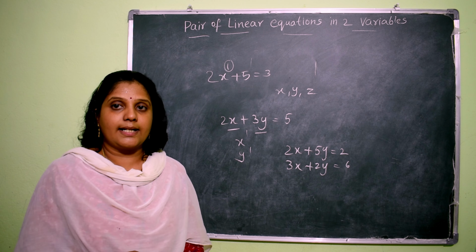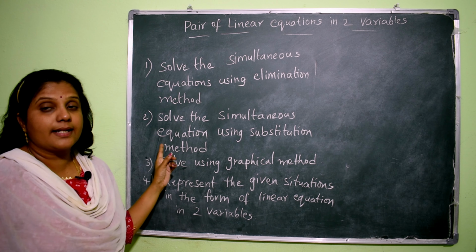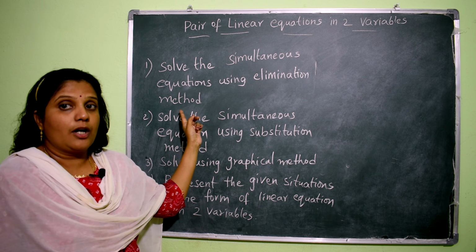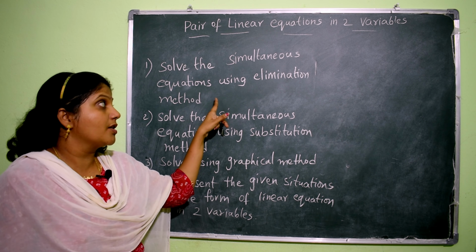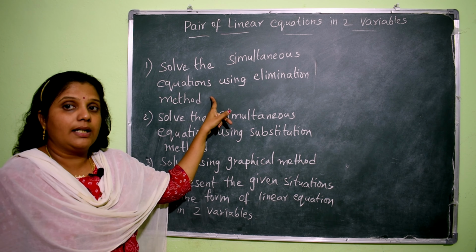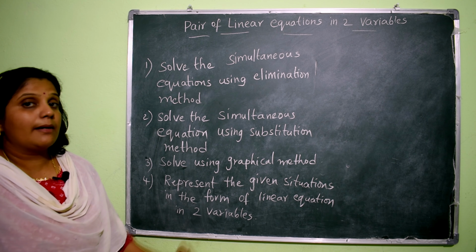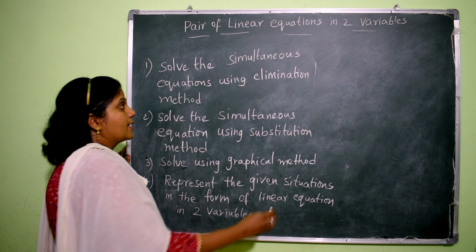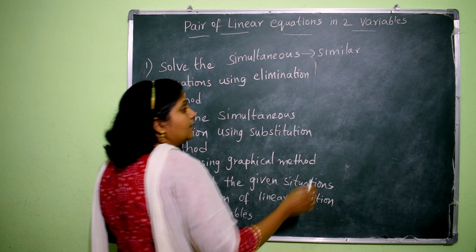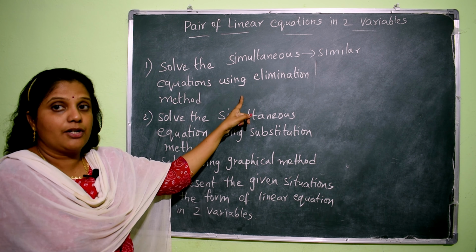Now we will discuss what the contents of this chapter are. We are going to solve simultaneous equations using the elimination method. The first content is that we are going to solve the pair of linear equations using the elimination method. What is meant by simultaneous? Simultaneous means similar. We are going to solve two similar linear equations in two variables using the elimination method.